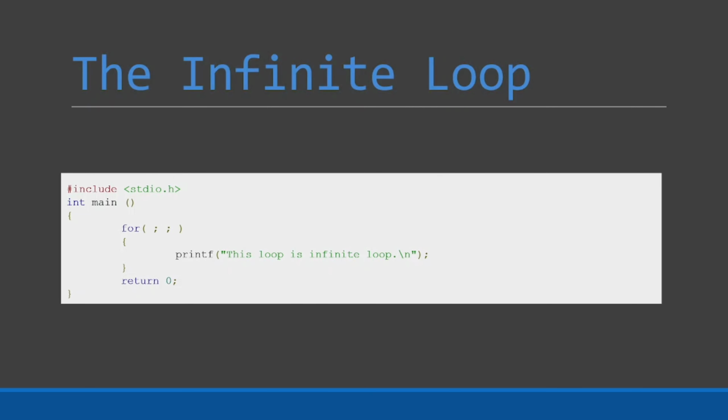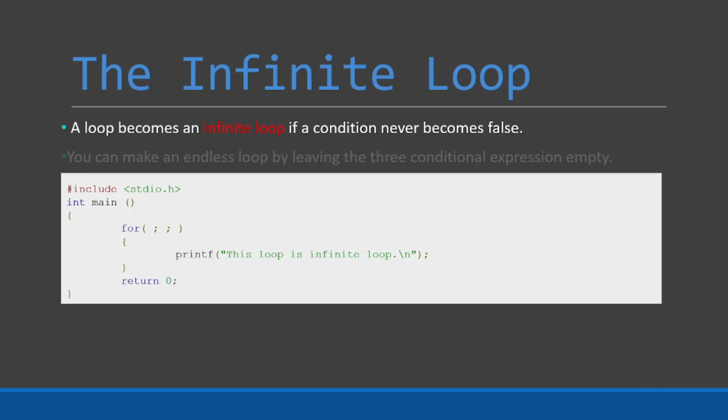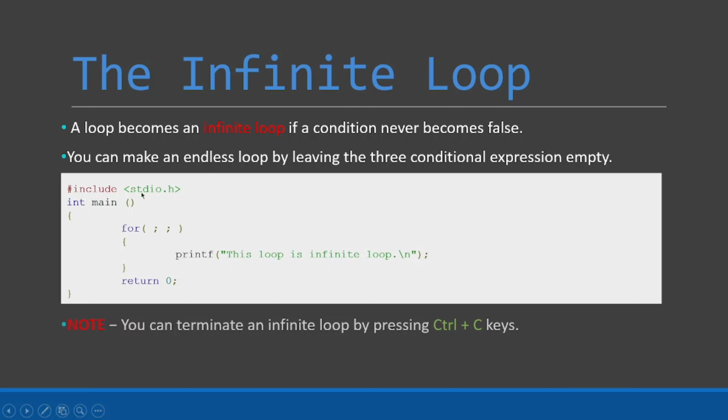So now let's talk about infinite loop. As we have discussed, if we don't write anything in the condition, increment and initialization, the loop will become infinite, because there will not be any false condition. And if we want to stop, then we have to press Ctrl C.